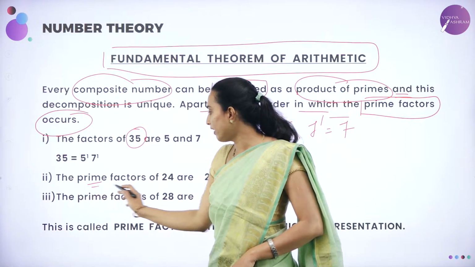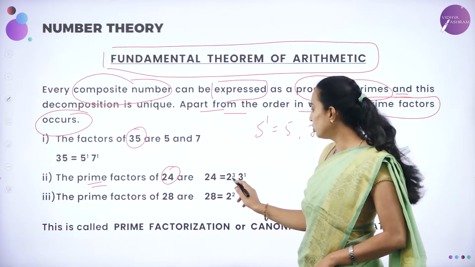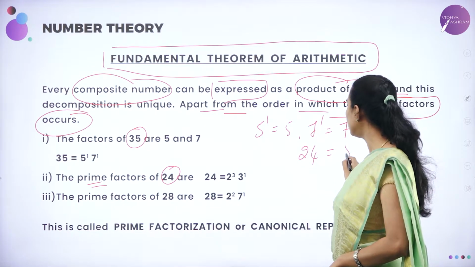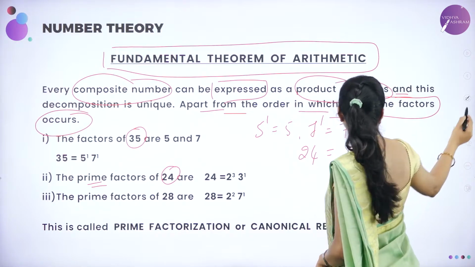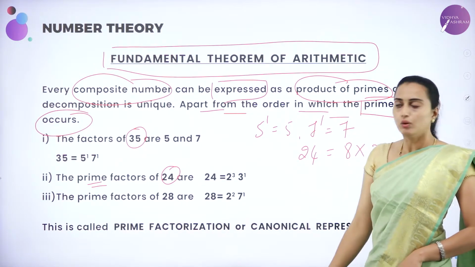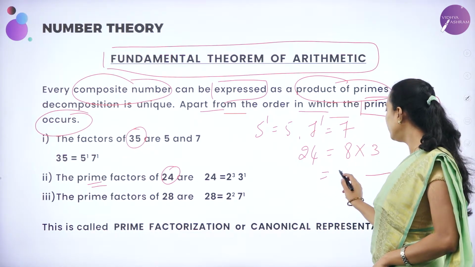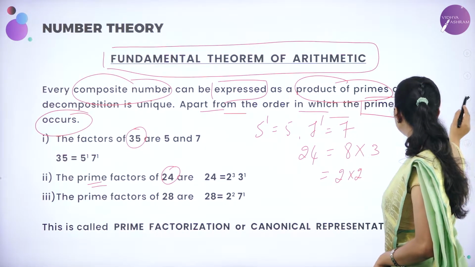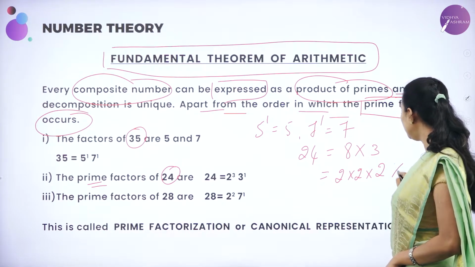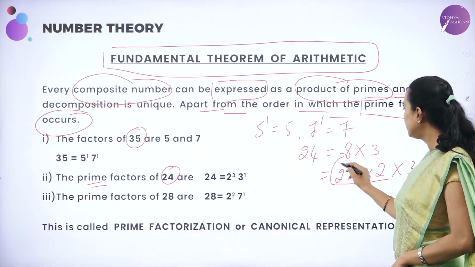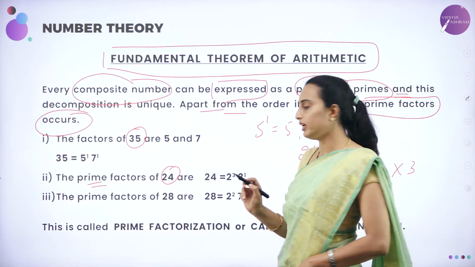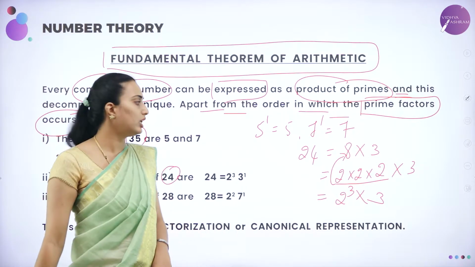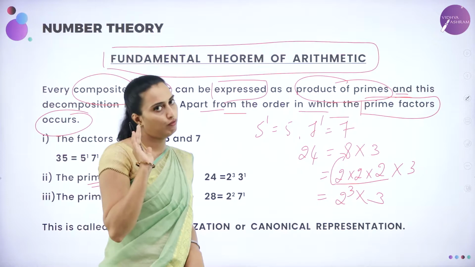Next, we'll be moving on to the prime factors of 24, which will be 2 cube into 3 power 1. What is 2 cube? 24 can be written as 8 into 3, isn't it? What can this 8 be written as? 8 is nothing but 2 into 2 into 2, which is 2 power 3. So, 2 power 3 into 3 gives you 8 into 3, which is nothing but 24.